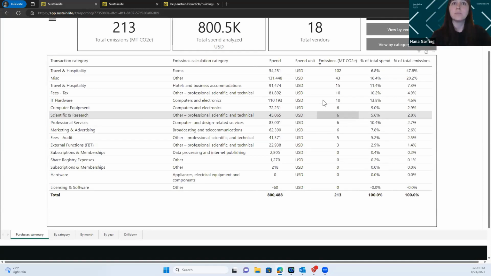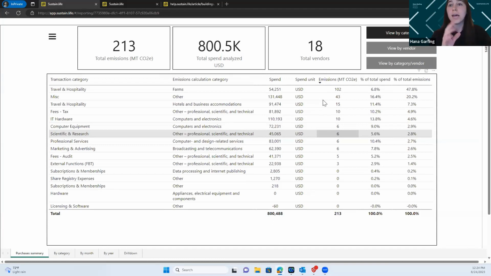So as she mentioned, we use data from models that estimate the flow of goods and services throughout the economy. So that's that EEIO data, that's environmentally extended input output models. And so what we do with these models is we're actually able to take the revenue numbers that you input into the system and calculate an emissions number based off of that.